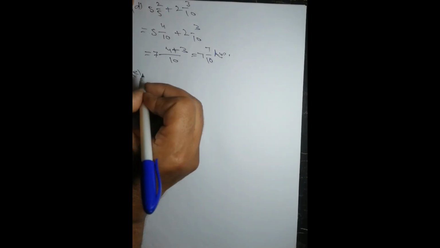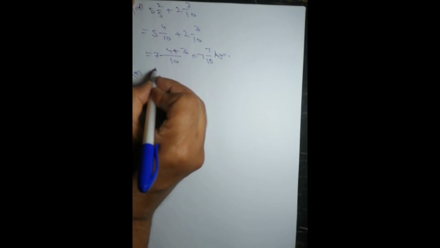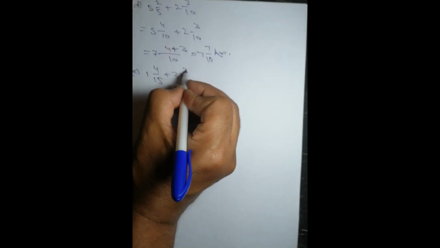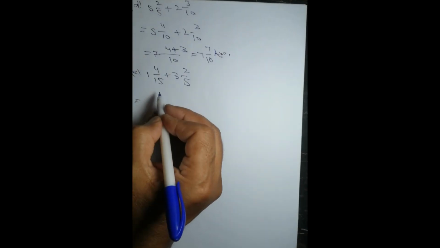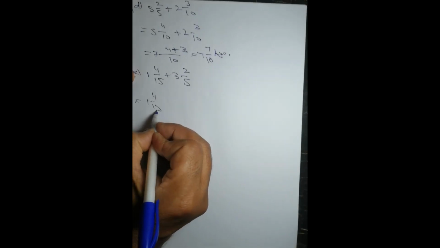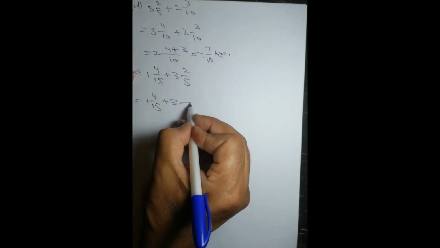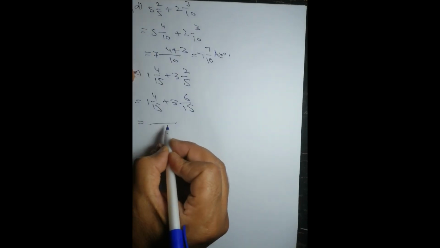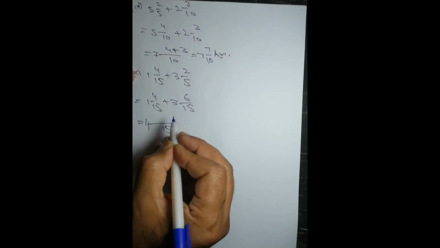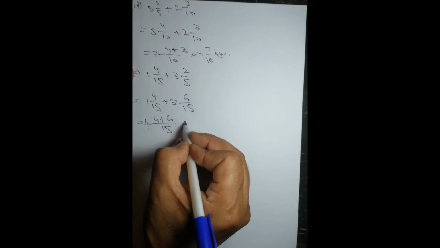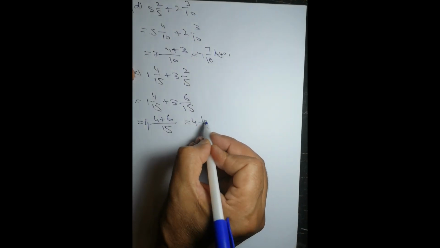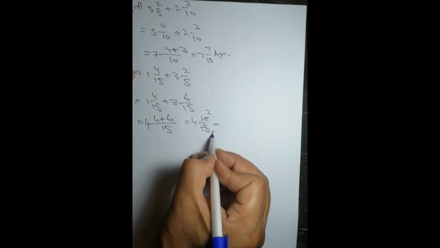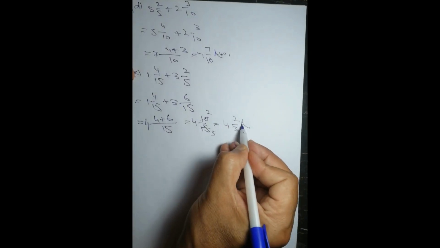Now part E, 1 whole 4 by 15 plus 3 whole 2 by 5. Make the denominator the same, multiply by 3, 15, 3 2s are 6. Now we can write 15 as the LCM, 1 plus 3 as a whole number. So 4 plus 6, that is equal to 4 whole number, that is 10 over 15, and simplifying, 2 5s are, 2 3s are, so 4 whole number 2 by 3. This is the answer.